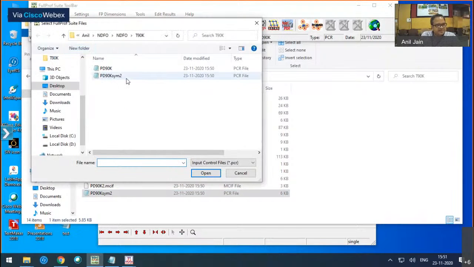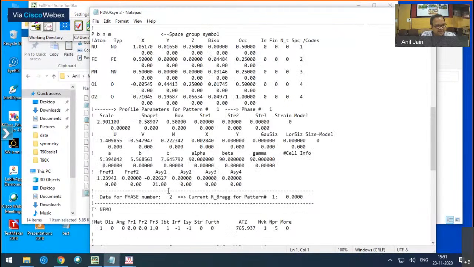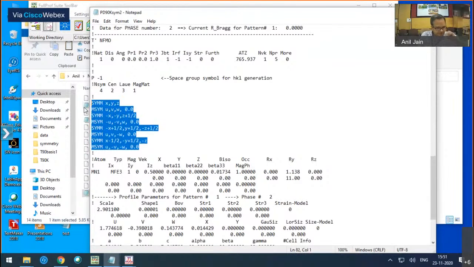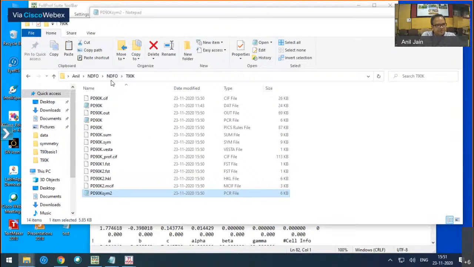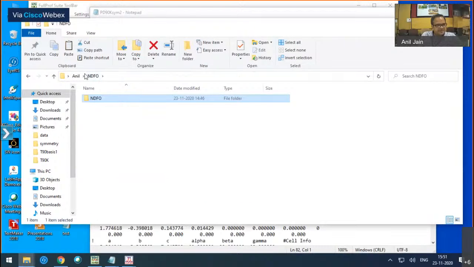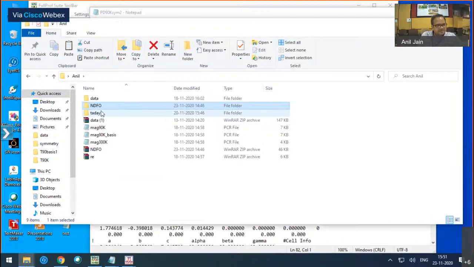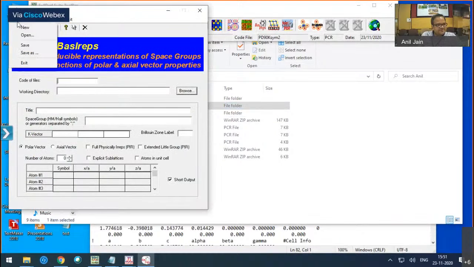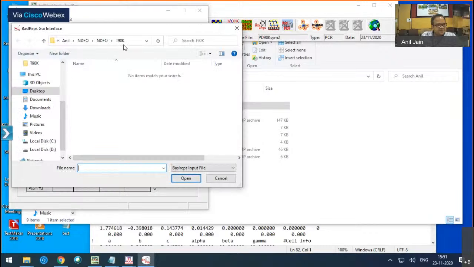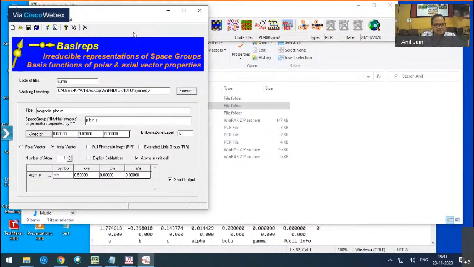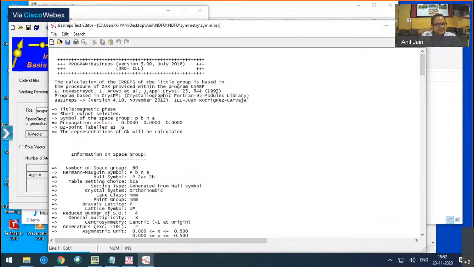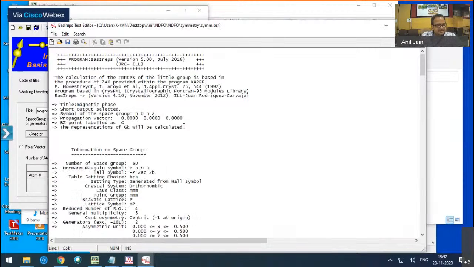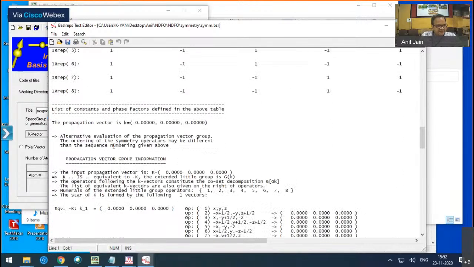When I go again here, sim2, then I must change this operation. So to change this operation, I have to go to this symmetry calculation. Let me go to program, basic apps, open, symmetry, run, and result.